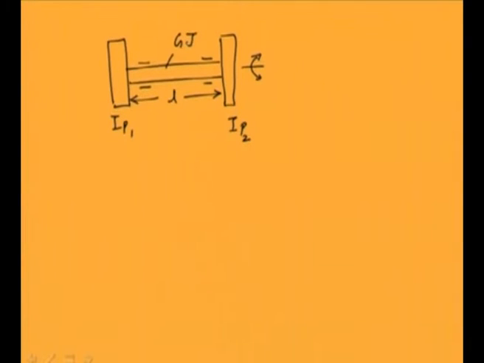This particular problem we can solve by assuming a single element like this. This is a single element. We have node 1 and node 2, and corresponding to node 1 and node 2 we have theta 1 and theta 2 displacements. Now for this particular element we can write the equation of motion.